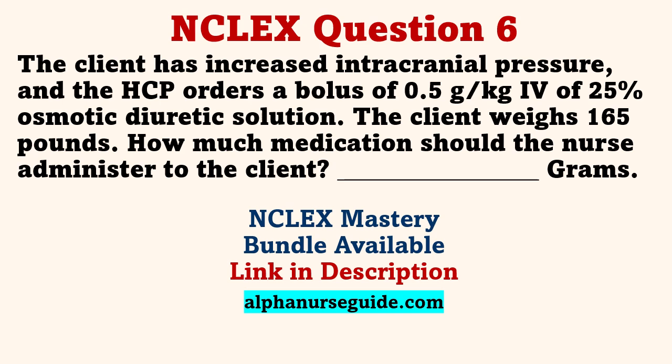To determine this, first find the client's weight in kilograms. 165 pounds divided by 2.2 equals 75 kilograms. Then, multiply 0.5 grams by weight in kilograms. 0.5 multiplied by 75 kilograms equals 37.5 grams.